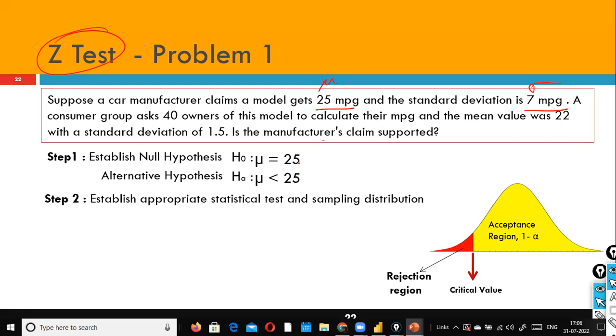And next one is establish the test strategy and sampling distribution. This is a left tail test because of the less than sign. And the statistical test is the Z-test because we know the population standard deviation, it was given.